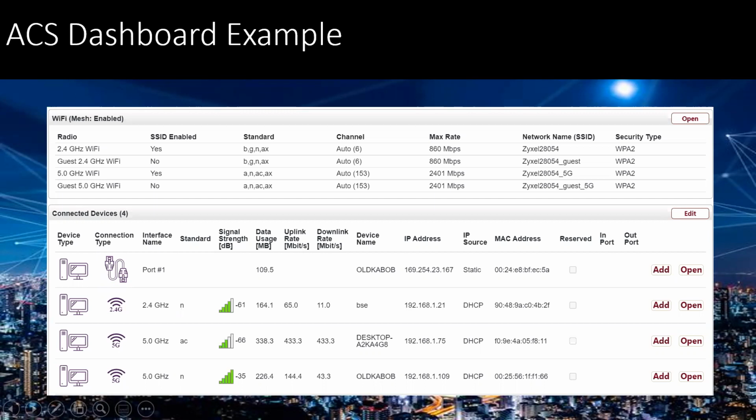So like I mentioned, very similar to our web GUI, you'll see the signal strength, the IP, the MAC address, the band, whether 5G or 2.4, and the standard. You'll see there NAC.